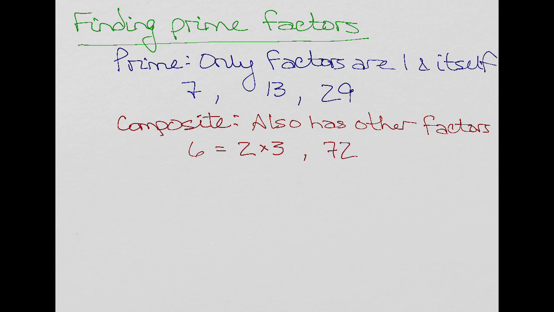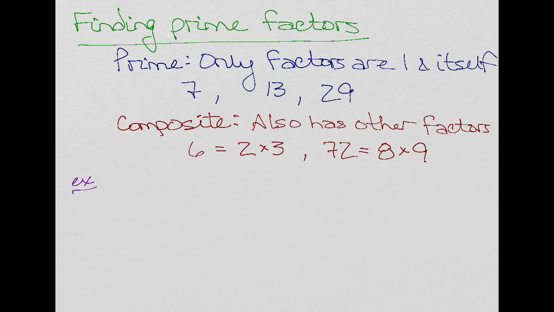72 is 8 times 9. So there's two numbers that aren't just 1 and itself. 72 has lots of other factors too besides just 8 and 9. So then we might say, well, how can I find out what all the factors of a number are? And the answer to that is, what I really want to know is, what are the prime factors of a number? And so I'm going to show you a way to do that. It's not the only way, but it's a way that works.